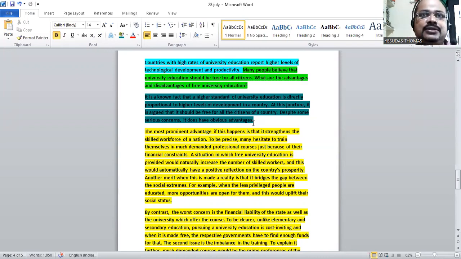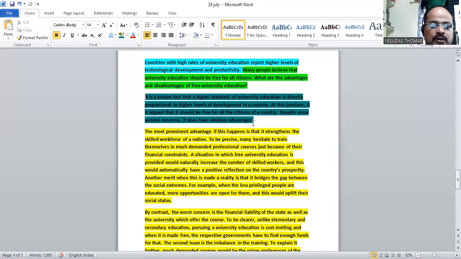We need to understand that when we have a good degree of university education, the country will prosper. And based on this, I have to say that it should be given free for all citizens of a country. Despite some serious concerns, it does have obvious advantages. So we do have some serious concerns and we do have some obvious advantages.